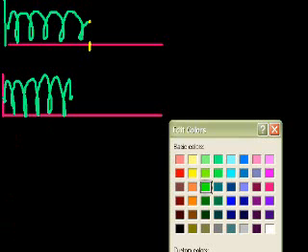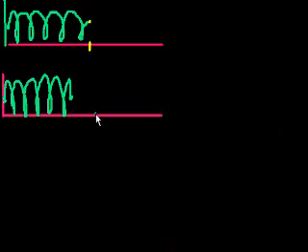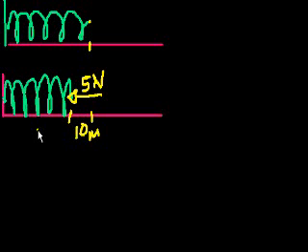Okay, so if this was the normal resting position, this is where the spring was when I applied no force. But when I apply 5 newtons in that direction, 5 newtons, let's say that this distance right here is 10 meters.